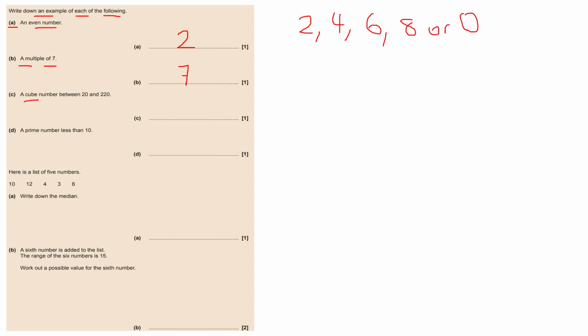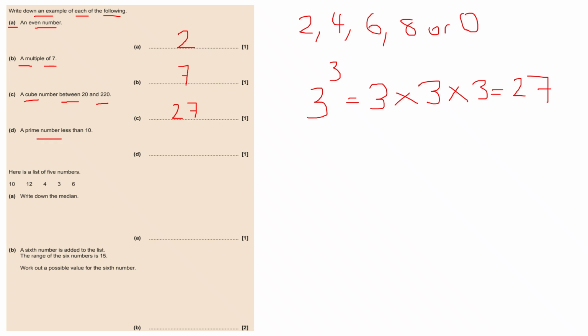Part C, a cube number between 20 and 220. Well, I'm going to go for 27 because 3 cubed is 27, or 3 to the power of 3. That just means 3 times 3 times 3, which of course is 27.